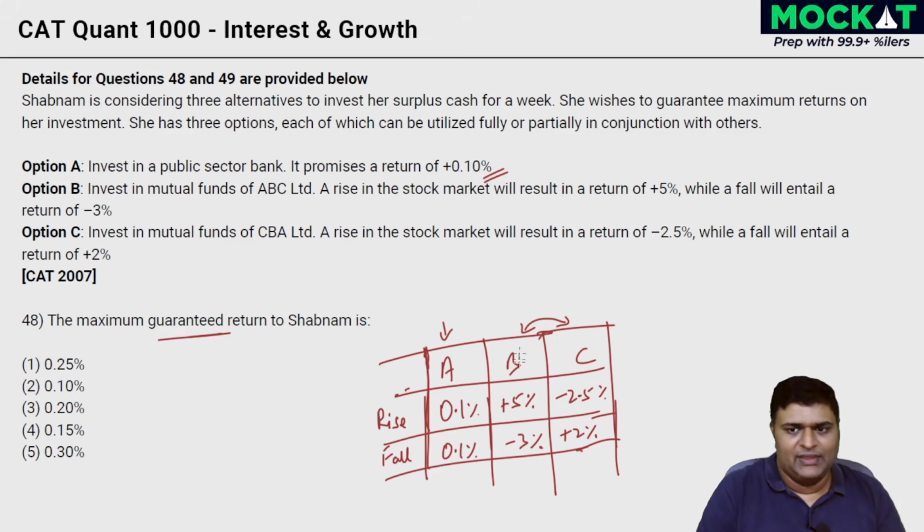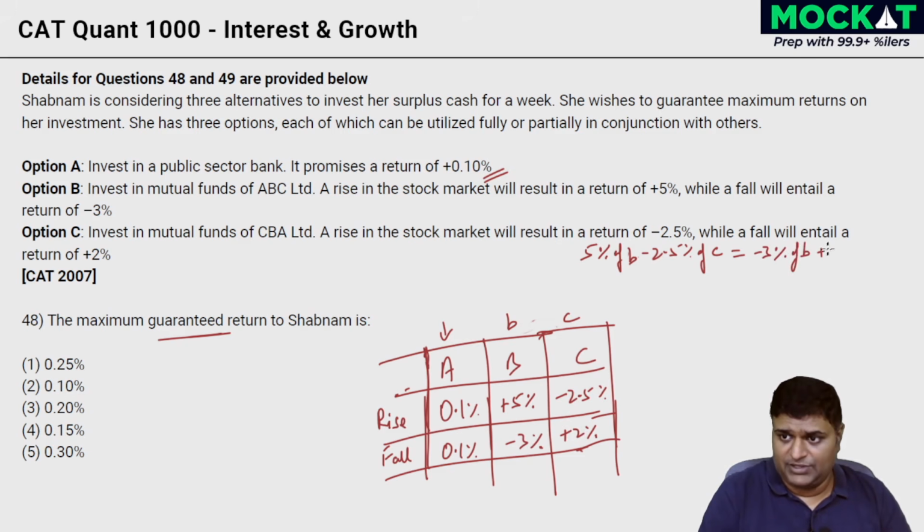If you take it as X amount is invested, or B amount is invested in option B, and C amount is being invested over here, what are we getting as a return? If there is a rise in the market, our return is going to be, let me write it over here, 5% of B minus 2.5% of C, right? I'll write it as small b and small c is going to be equal to, right? If this is going to be equal to this, there is minus 3% of B plus 2% of C, right?